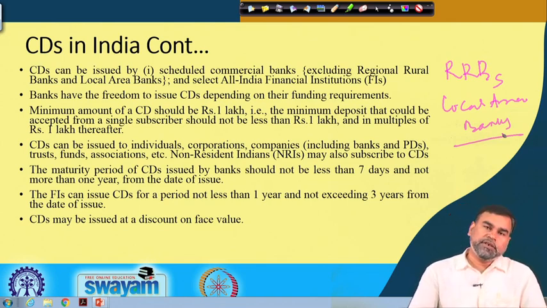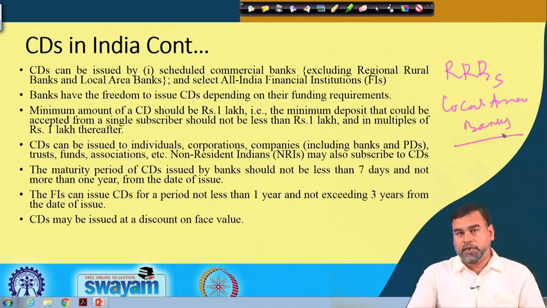The minimum amount of a CD should be rupees 1 lakh, and the minimum deposit that can be accepted from a single subscriber should not be less than 1 lakh. If somebody is going to invest in CDs, the minimum amount of investment should be 1 lakh or a multiple of 1 lakh. The certificate of deposit amount should not be less than 1 lakh rupees if any investor wants to invest in that particular type of security. That we have to keep in mind.